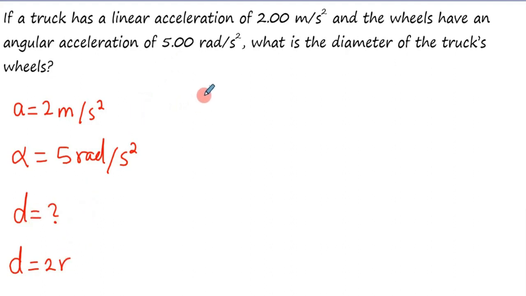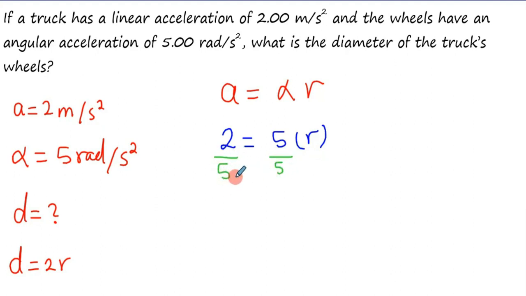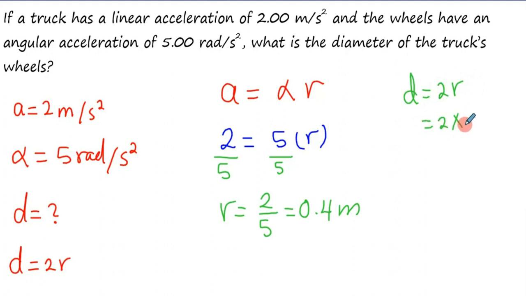How can we find the radius? By using this equation, a equals alpha times r. So 2 equals alpha, which is 5, times r, which is the unknown. Divide by 5 on both sides, so the 5s cancel, and r equals 2 over 5, which is 0.4 meters. So the diameter, which equals 2r, is 2 times 0.4, so the diameter equals 0.8 meters.